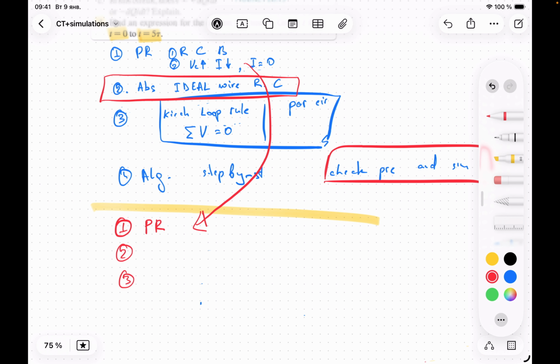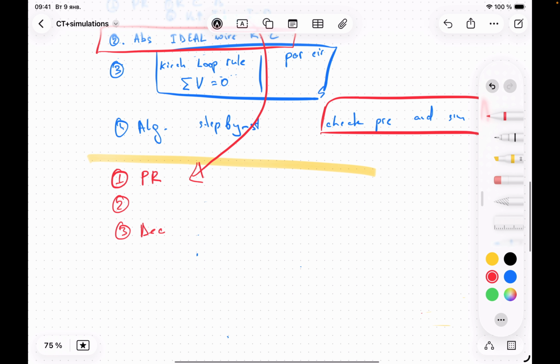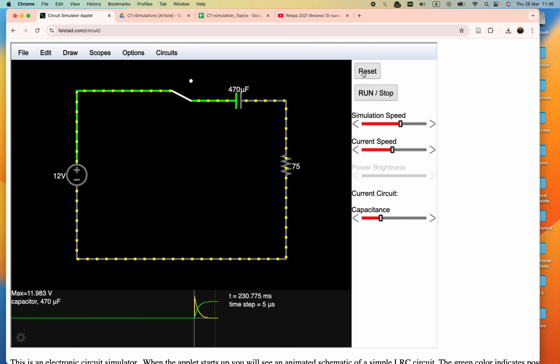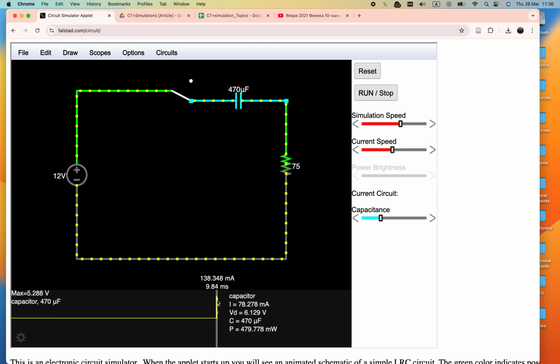So the third one is the decomposition. What kind of steps do we need to solve this problem? First one, we have to draw I versus T over tau graph. Okay, how it changes over time when we close this switch. So the first decomposition step is drawing this diagram. So let me show you by circuits. So when time is 0, the current will be maximum.